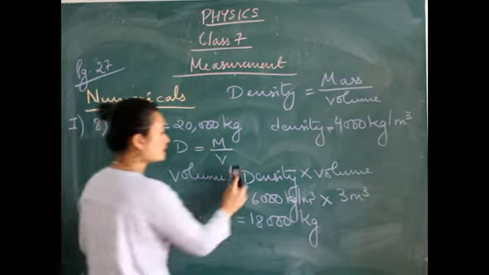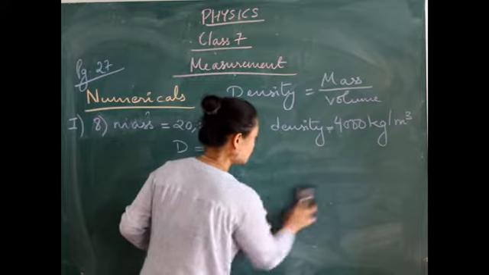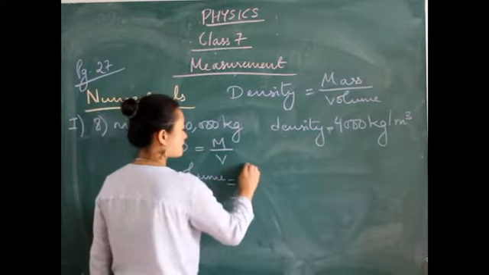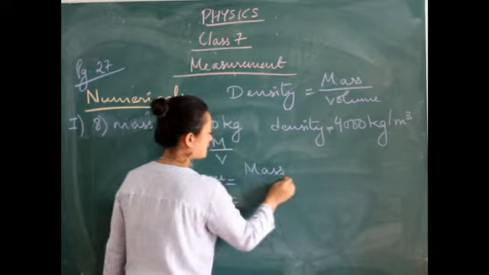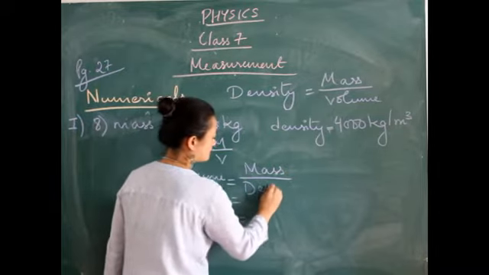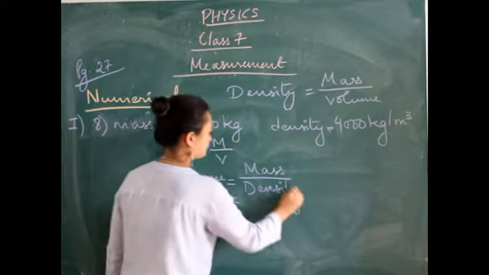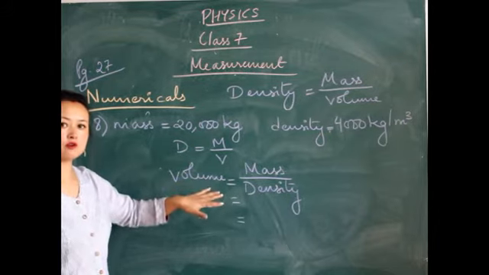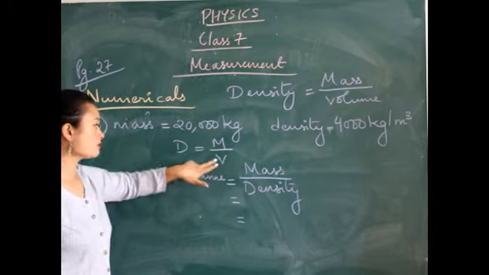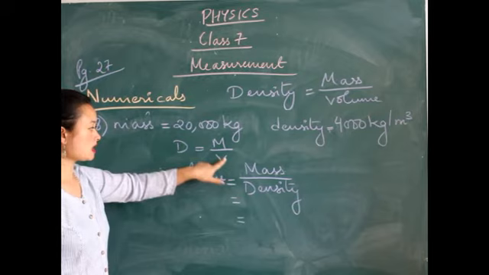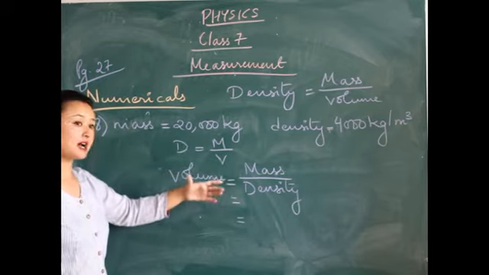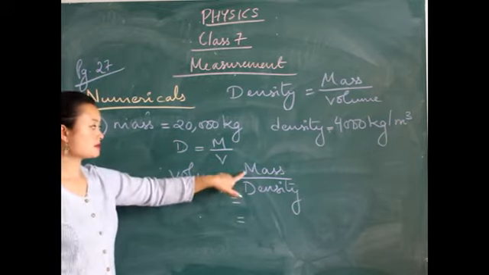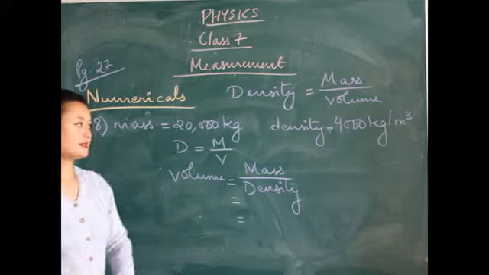Volume. Now if we are calculating volume, then the formula changes to mass divided by density. Now see this relation. We are just interchanging the position of volume and density. So volume goes this side, density comes down. Because we are calculating volume, therefore volume goes here, density comes down. So mass divided by density.